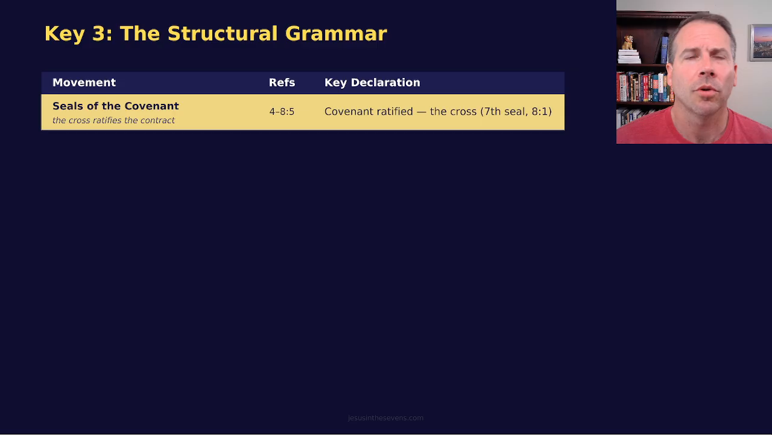But we start in chapter 4 with the seals of the covenant. The throne room in heaven, I consider the start of this. It's related to the seals because it rolls right into the seals. The Lamb gets the scroll. The scroll has the seals. He starts to undo the seals and open the seals because he's the only one who's been found worthy to do that. And then things start to unfold with the seals. So I consider all of chapter 4 through the first couple verses of chapter 8 to be seals material, and it's the cross ratifying the contract.